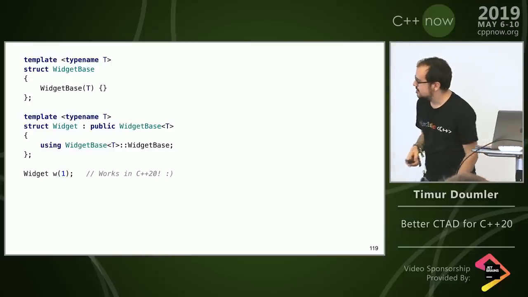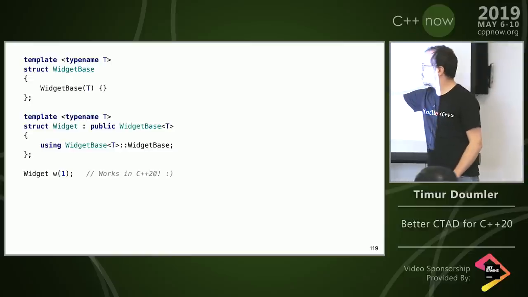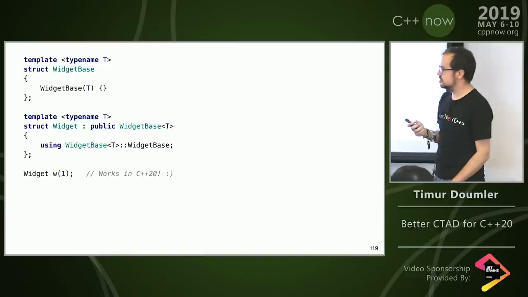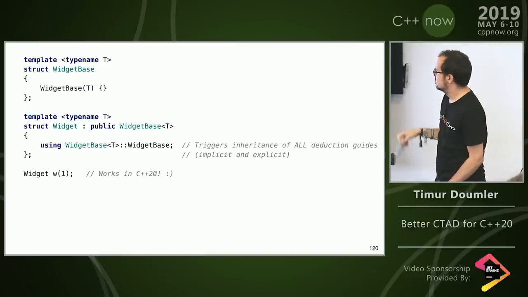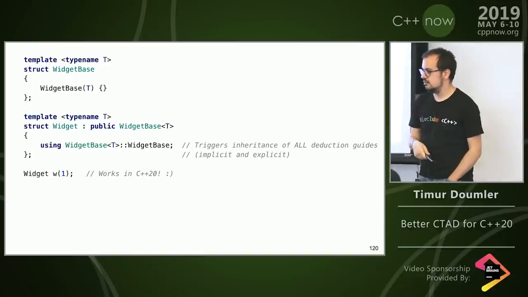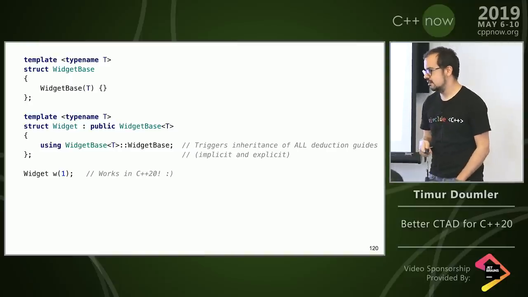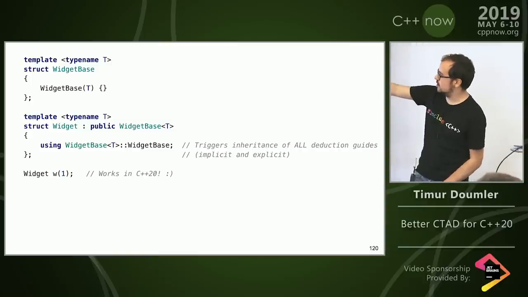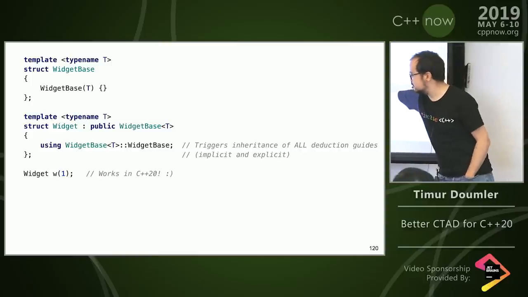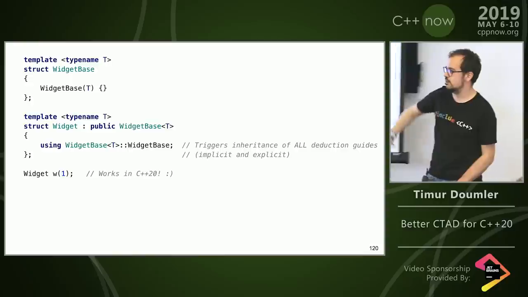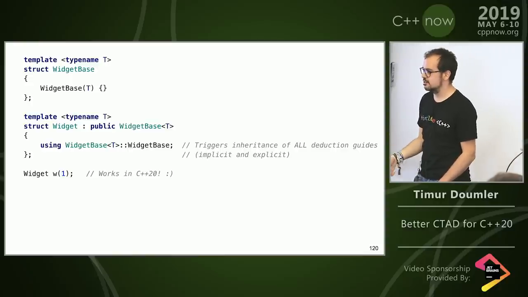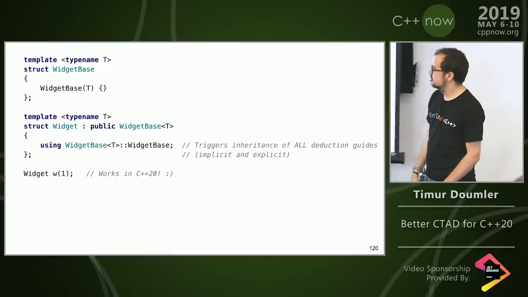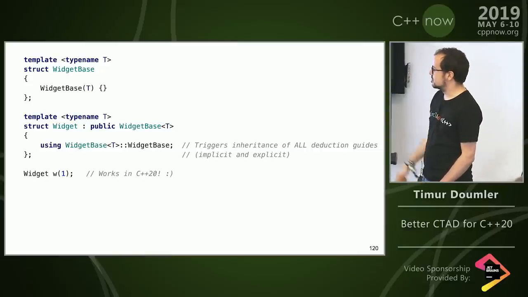And what this does is, as soon as you inherit the constructors of your base class, you're going to get all of its deduction guides as well, including the explicit ones. Which means that whether you have this base class or not, the user doesn't have to care. CTAD will work the same way, which is finally consistent behavior. So this is the simple case.